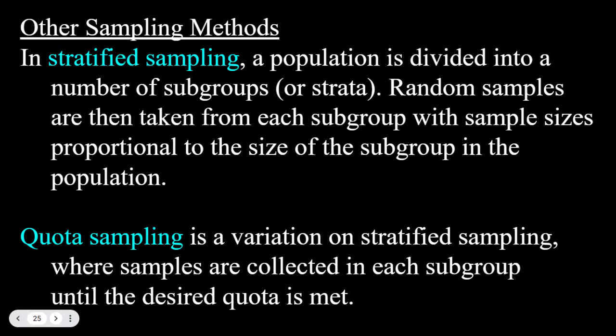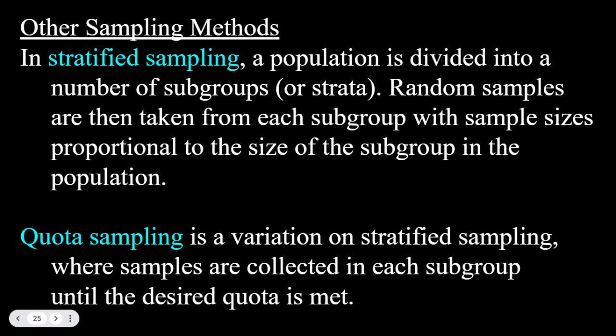Now, because we don't always have a frame or a list of all the individuals in a group, we have to have some other types of sampling methods. So we're going to go through those now. The first type we're going to talk about is what is called stratified sampling.